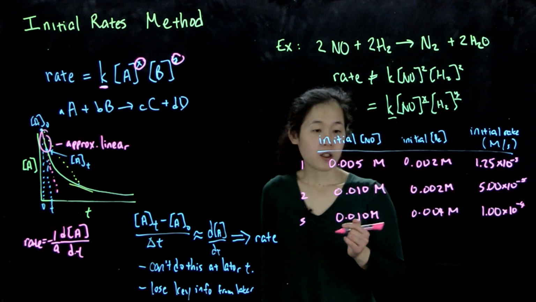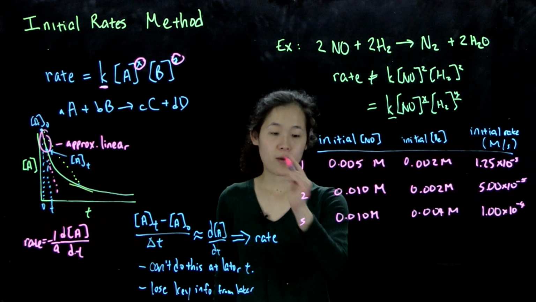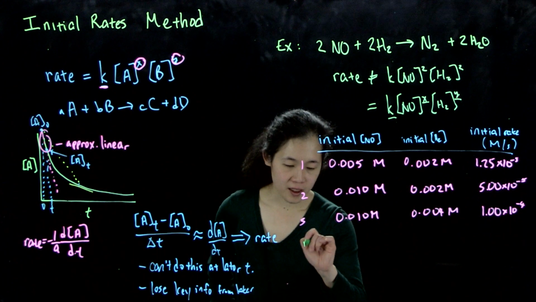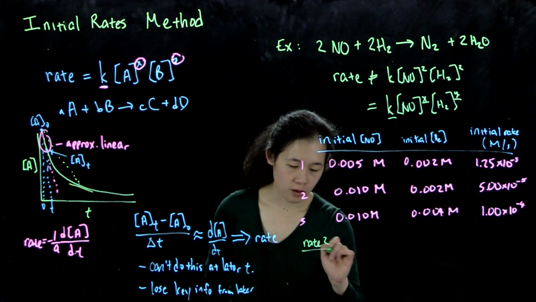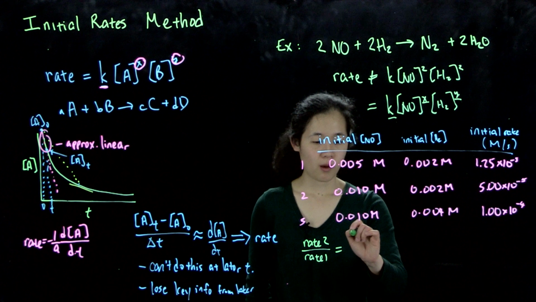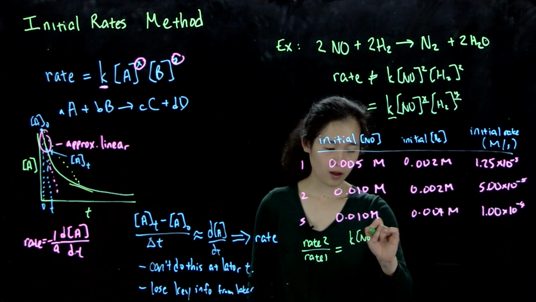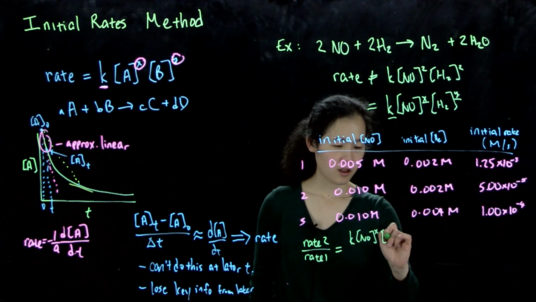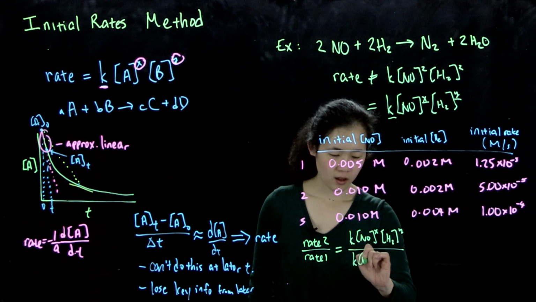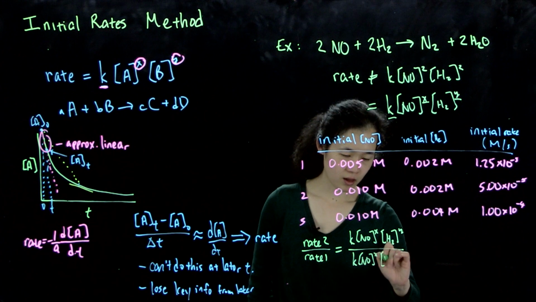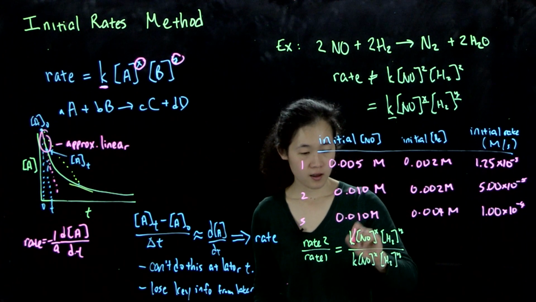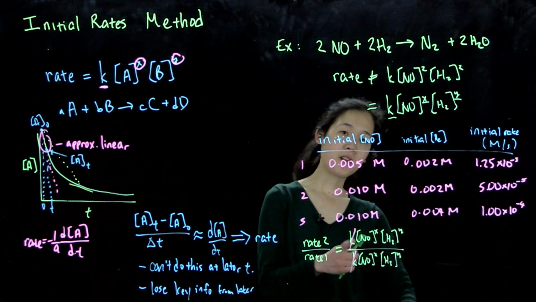So what we can do is, let's say we take rate 2 divided by rate 1. I'll do this in green. So rate 2 over rate 1 has got to be equal to, remember, k NO^x H2^y over k NO^x H2^y. So the k's will cancel out, and then we can fill in our data.